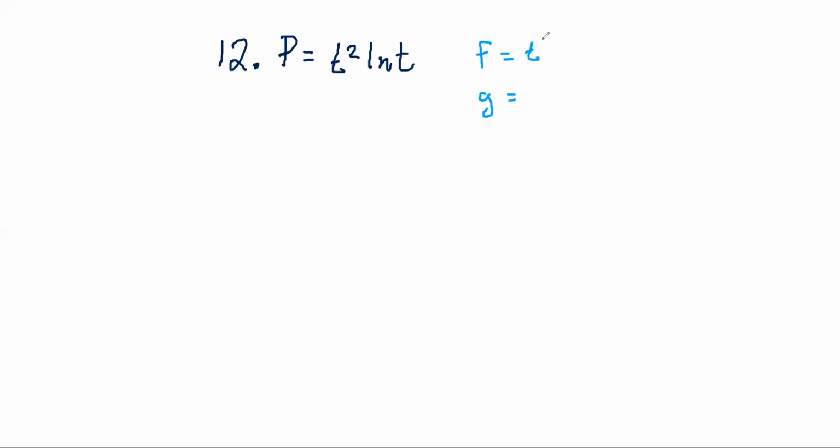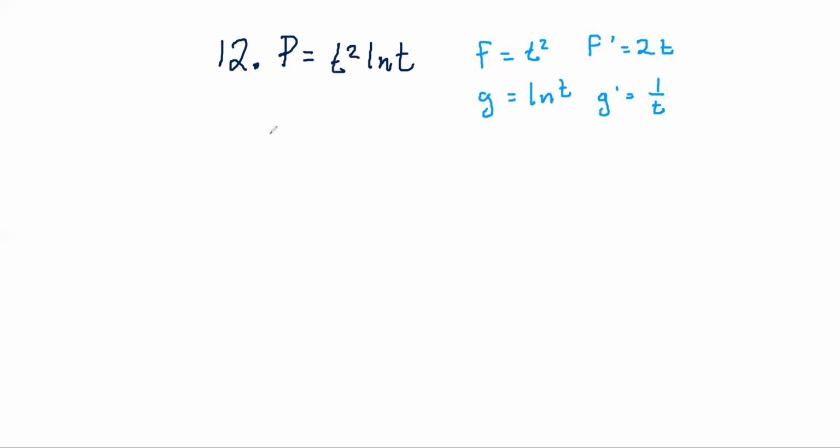All right, T squared it is. And which of these is going to be G? It's going to be ln of T. Okay, so F prime is equal to 2T, and G prime is equal to 1 over T.